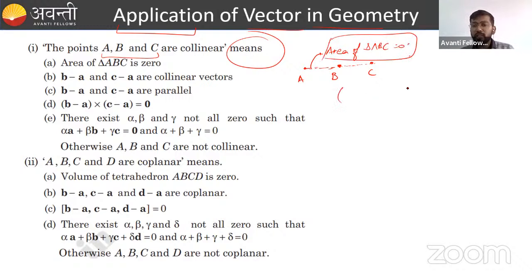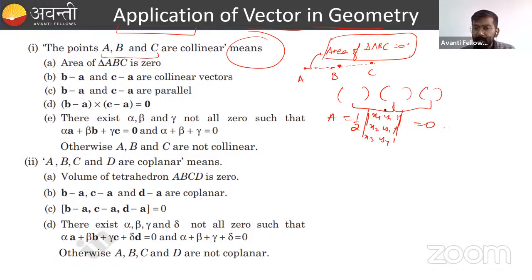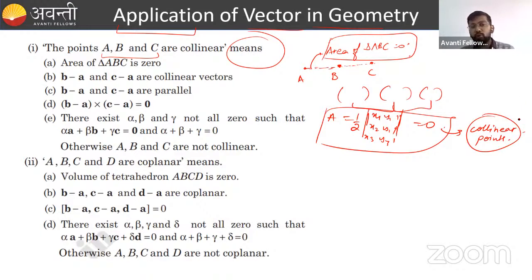So whenever 3 points are given to us, and when you find the area using the determinant formula, half times the determinant of x1 y1 1, x2 y2 1, x3 y3 1, when this area comes out to be 0, then we can say that those 3 points are collinear points. And vice versa, if those points are collinear, then the area of triangle ABC will be 0.